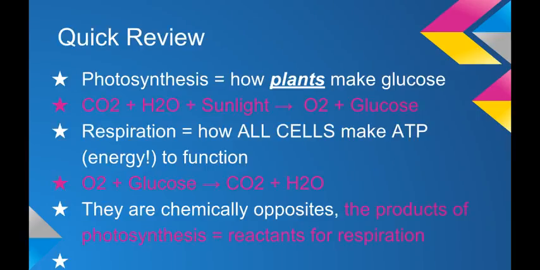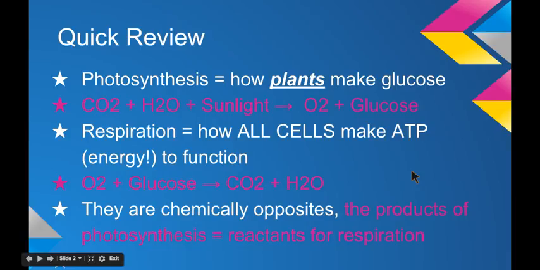We know, and we're really good at it, photosynthesis is how plants make glucose. They make their food. They combine carbon dioxide, water, and sunlight, the sun's energy, to make oxygen and glucose. We learned on Tuesday and Wednesday a little bit about respiration, which is how all cells make ATP, the energy molecule, and how that energy molecule lets cells function. That equation looks like oxygen plus glucose combining to form carbon dioxide, water, and ATP.